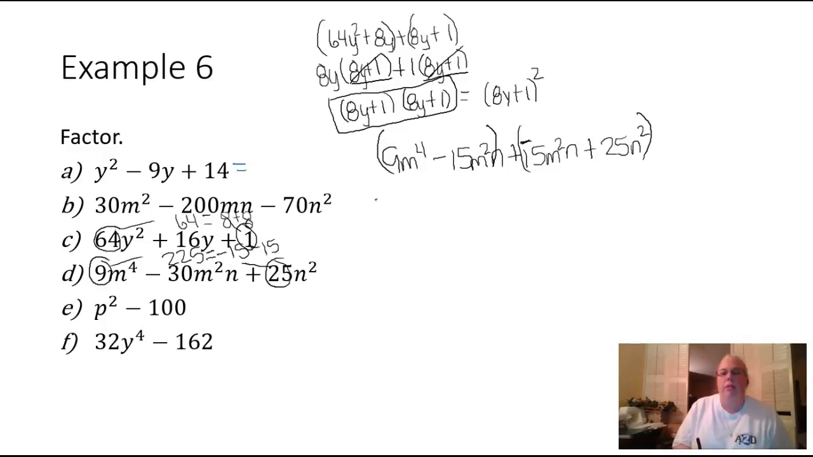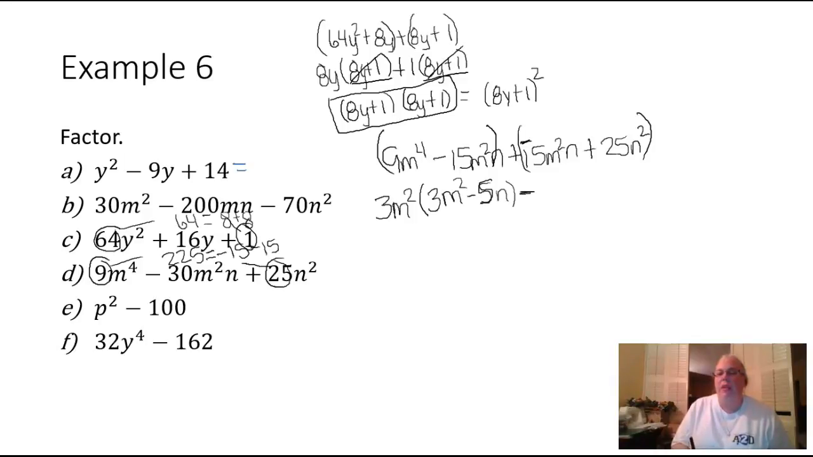So it looks like 3 can go into both 9 and 15, and both of them have an m squared. So 3 into 9 goes 3 times. M to the 4th divided by m to the 2nd is m to the 2nd. 3 goes into 15 5 times, and m to the 2nd times n divided by m to the 2nd is just going to give me n. Okay. All right, that negative, remember we're going to factor that out.